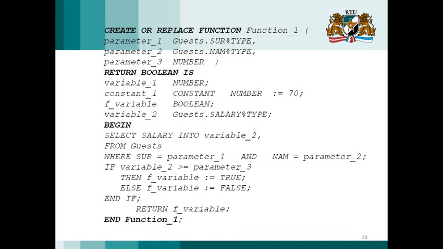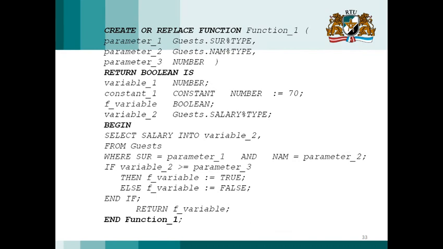For example, these are parameters 1, 2, and 3. So, if we find in some table, in this table guests, a record where there is, for example, this Ilze Bērziņa, we acquire some salary, 300. So in this case, this is the record we find in this table guests.